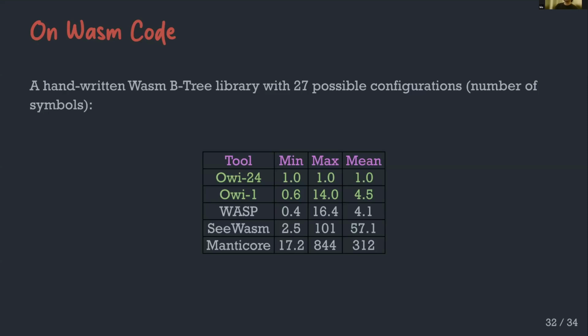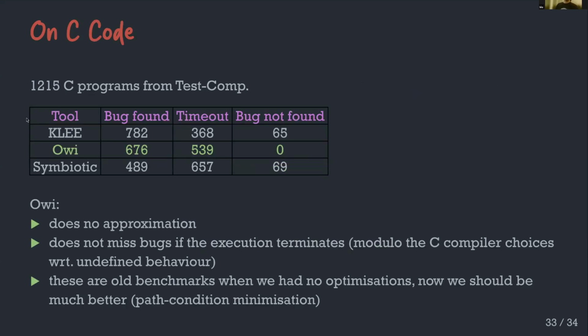We have another set of benchmarks working on C code, which are 1,000 programs coming from TestCon. Here, the difficulty is to actually find the bug. Most of the time, you won't find it in the allowed time. We are comparing against CLI, which was the best ranking tool in TestCon, and Symbiotic, which was the second one amongst symbolic execution engines. There is 1 bug per program. CLI is able to find the bug in 700 cases, OE in 600, and Symbiotic in 400.